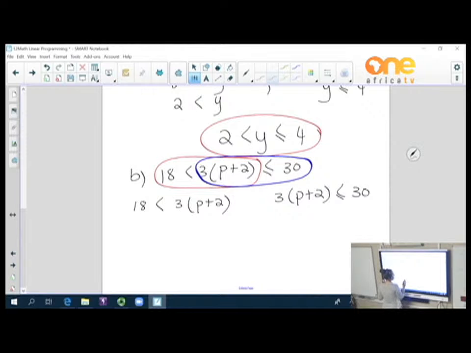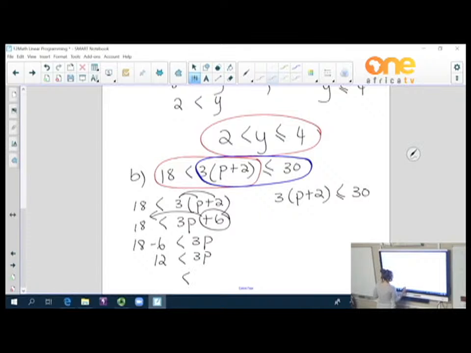So solving 1, we need to multiply out the brackets. 18 is less than 3p plus 6. Now we can solve our inequality by taking our like terms to one side. The positive 6 becomes a negative 6. 18 minus 6 is 12 is less than 3p. Divide by 3 on both sides to get p alone, and that will be 4 is less than p.